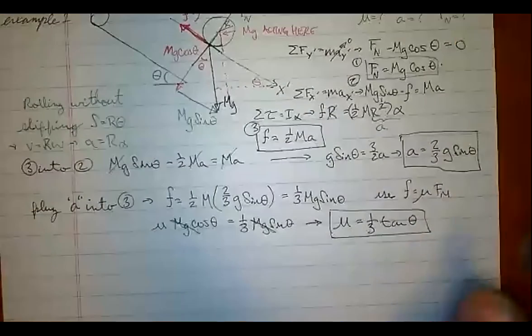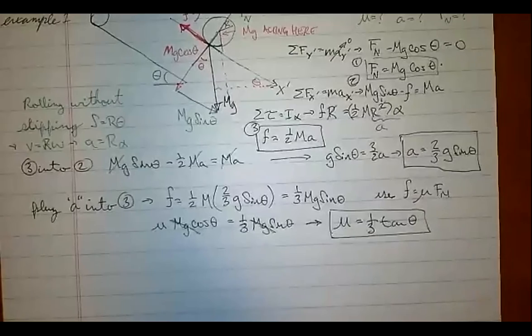So that's a nice result. That just tells us, hey, if we really want rolling without slipping, we've got to make sure the tangent of the angle isn't bigger than 3 times the coefficient of static friction. If it is, then we're going to get some slipping initially.